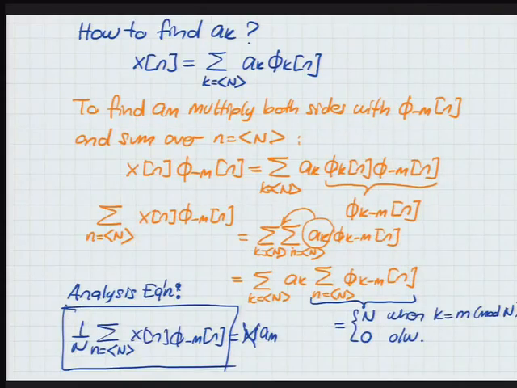Okay? So that's it. So if you want to find the mth coefficient, you just have to add capital N numbers, complex numbers, average them. That's it. You found your coefficient.